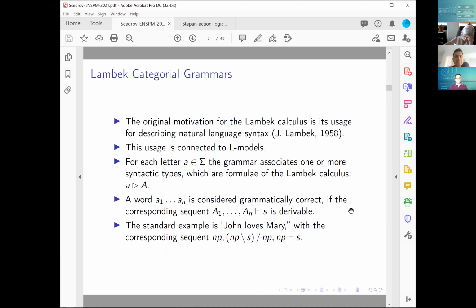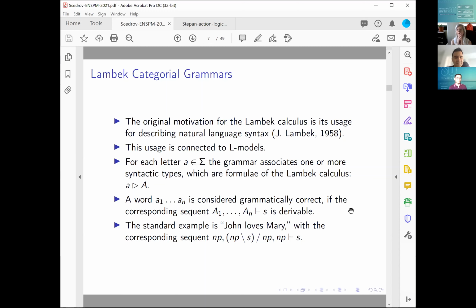Now, the interesting aspect of this is so-called categorial grammars. The original motivation for Lambek calculus is its usage for describing natural language syntax. This is a famous paper of Lambek from 1958. I do want to say that Lambek was originally an algebraist, a ring theorist, so he was very well versed in ring theory, the theory of ideals, and residuated lattices. It's not a strange thing that he proposed this calculus this way.